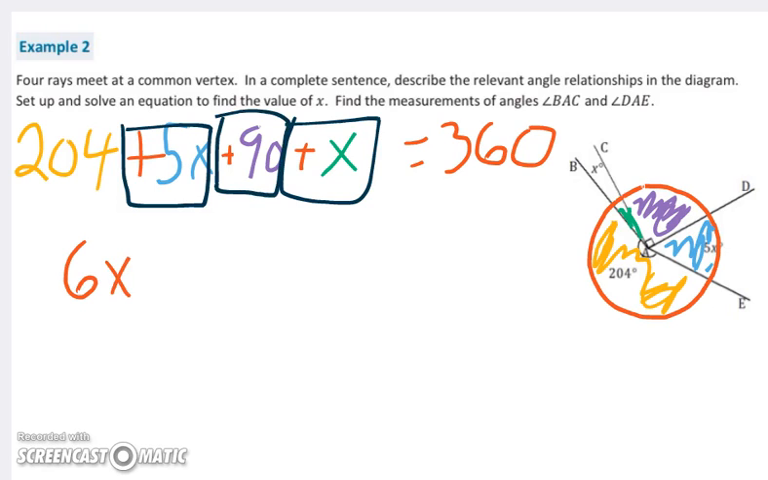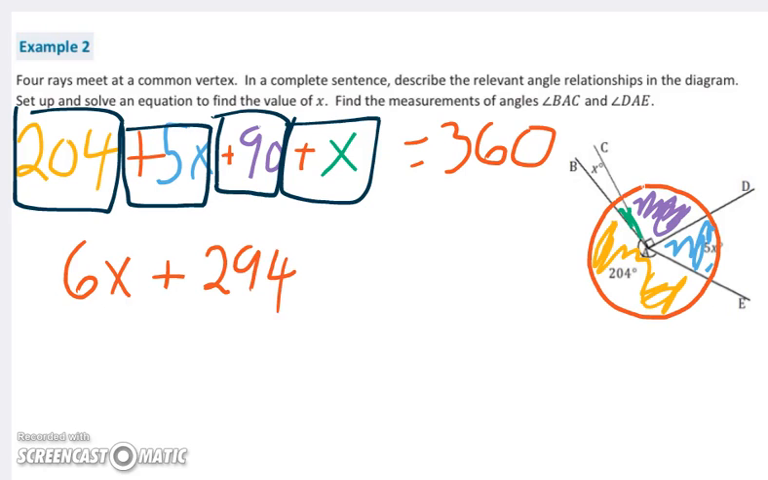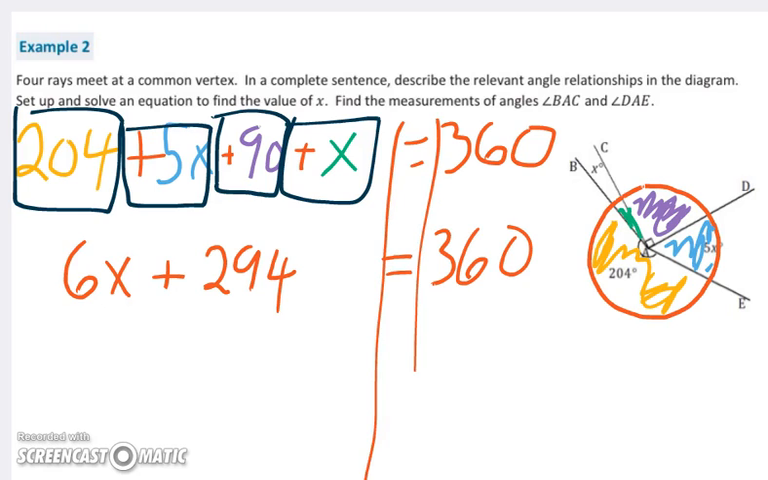We also have a positive 90 and a positive 204. And when we combine those, we get 294. Bring down our equal sign, we'll bring down 360. And this is a good old two-step equation. If you still struggle with two-step equations, I'll show you the reasoning right now and why they work. You list out the steps of what's happening to x.